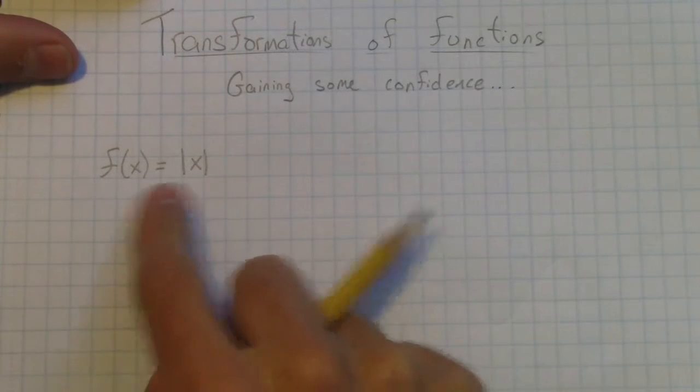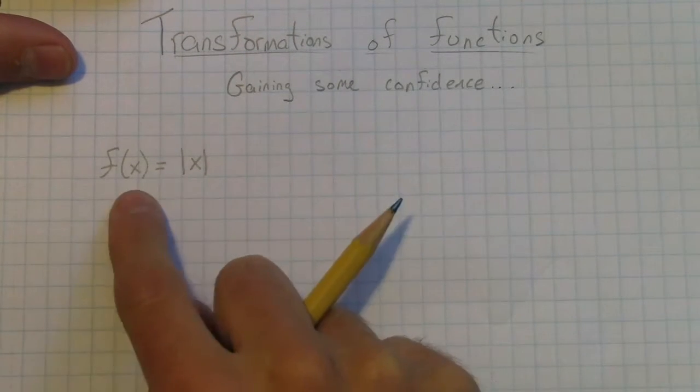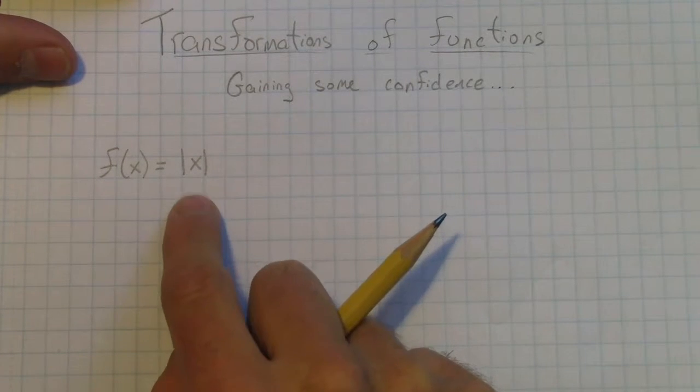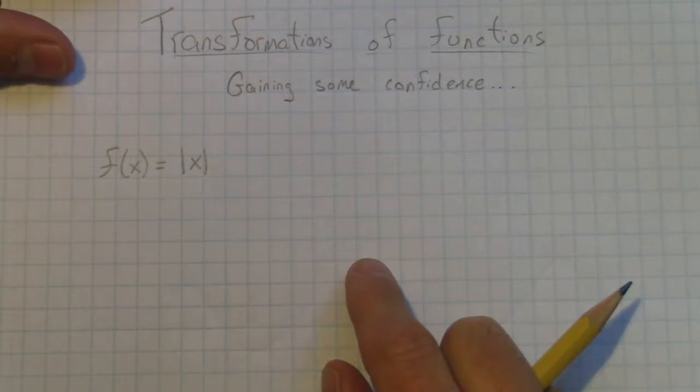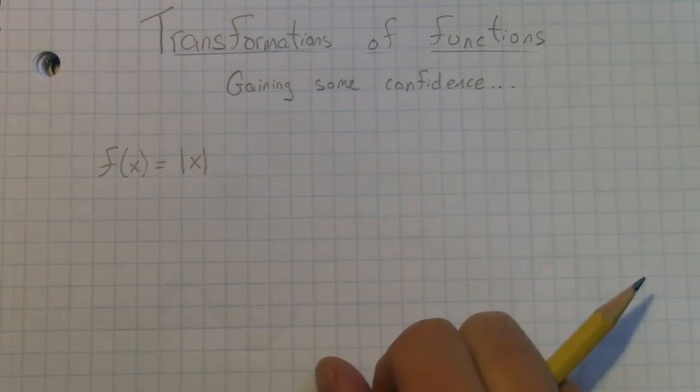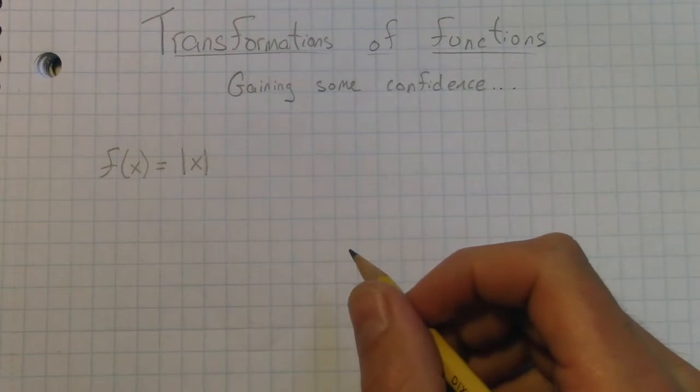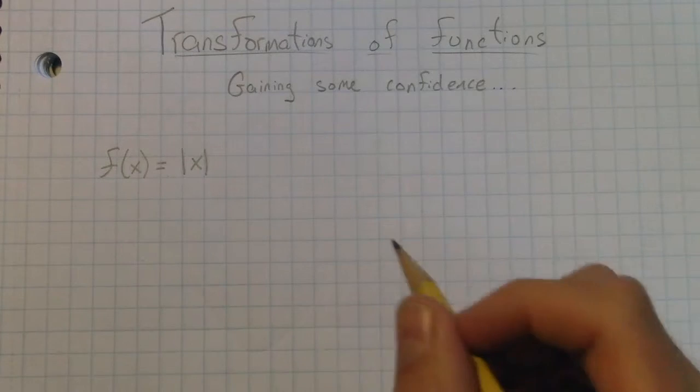So let's just start with something simple, something that used to trip me up a little bit. F of x equals the absolute value of x. That's what these two little bars mean. And I just wanted to give you some strategies for what you should do. If you're encountering a function, and you can't remember what that looks like, well, what should you do?